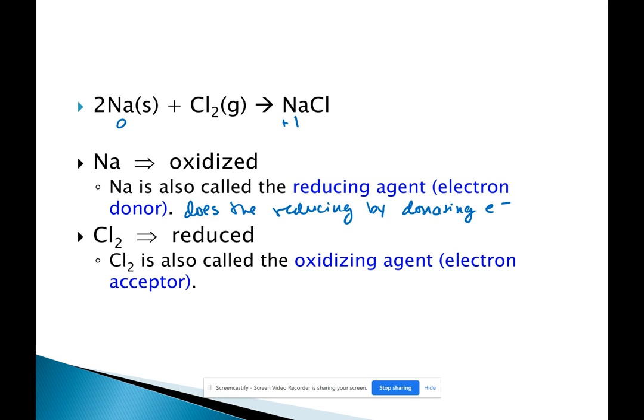The chlorine is reduced. This is called the oxidizing agent. It's called the oxidizing agent because it does the oxidizing by accepting an electron. You cannot have oxidation without reduction. Sodium's not just like shooting electrons off into space. It has to be donating an electron to something else. And so that is why chlorine is called the oxidizing agent, because it is accepting that donated electron, so it's doing the oxidizing.